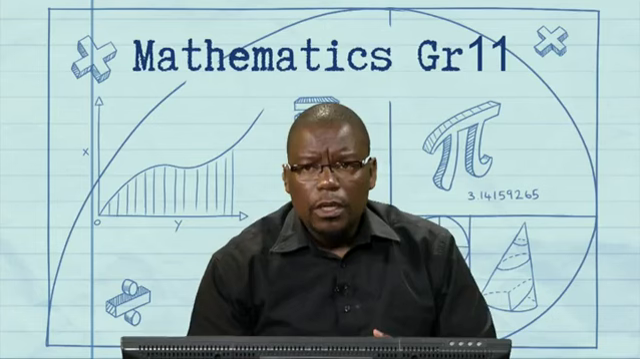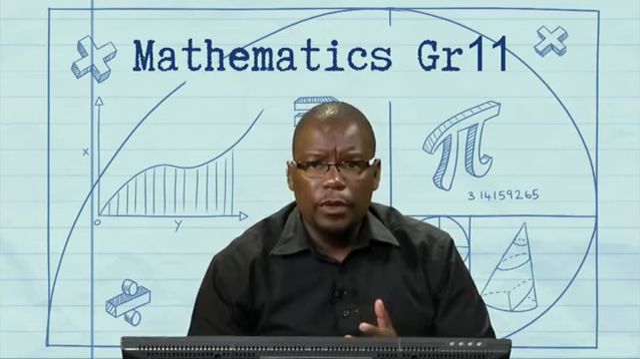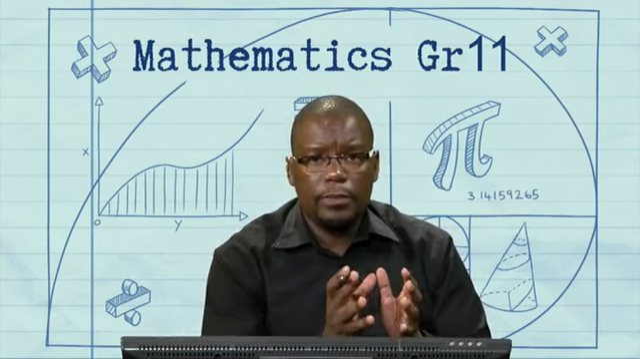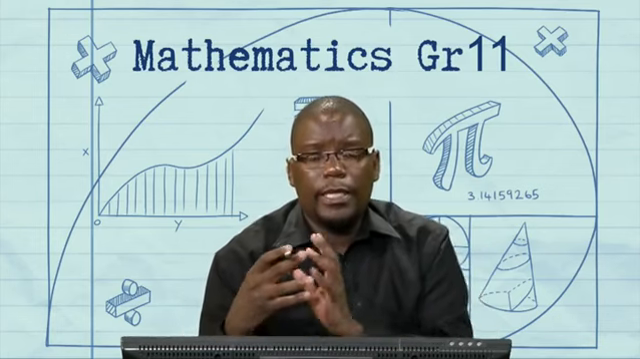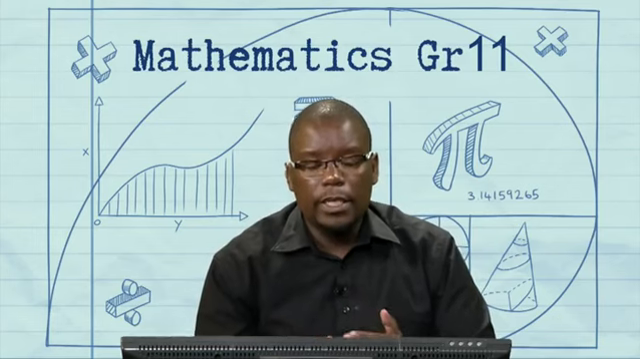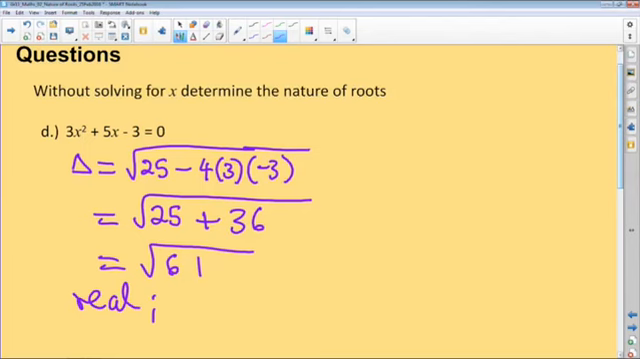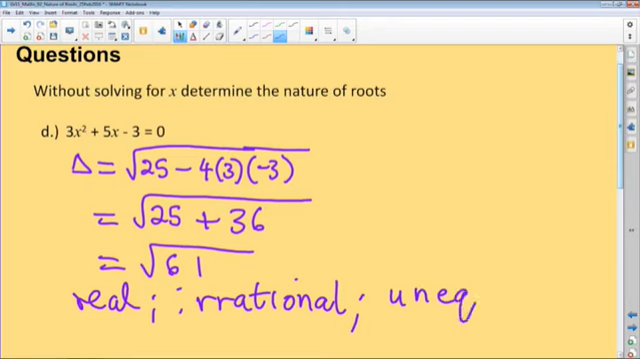Now next, you're not getting a perfect square there. We said for the discriminant to be a perfect square, then you get rational roots. But this one is the square root of 61, so these are irrational. And if your discriminant is 0, then you get equal roots, so it means that this one will have 2 unequal roots.